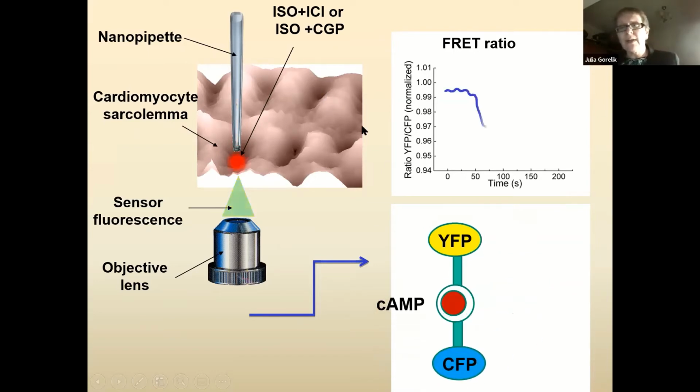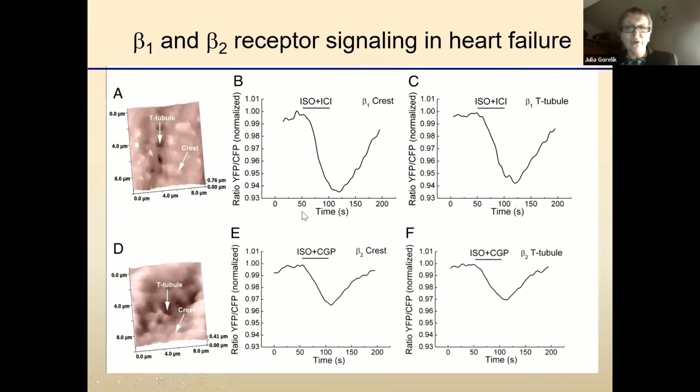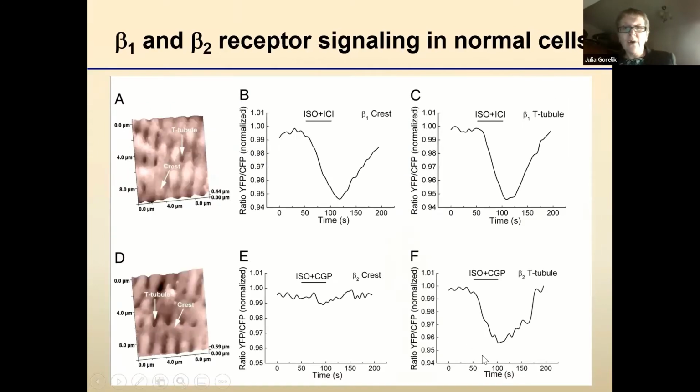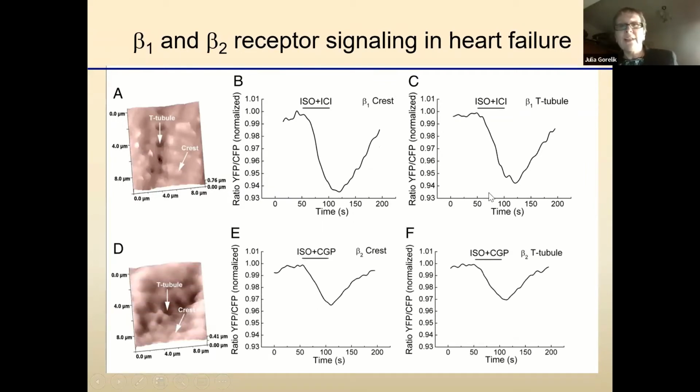When we apply our agonist, cyclic AMP goes up and we have a drop in FRET. We found the beta-1 receptor is located everywhere, in the crest and in the T-tubule, and the beta-2 receptor is located only in the T-tubule, with no beta-2 receptor in the crest. But in heart failure cells, in our model of heart failure, the beta-1 receptor was the same, and the beta-2 receptor also goes to the crest.